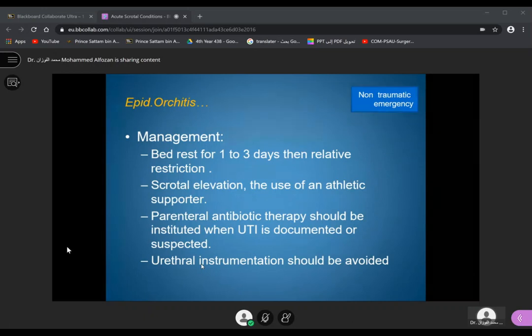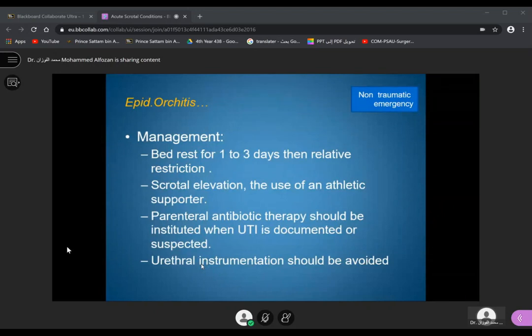So we'll advise them for bed rest, 1 to 3 days, and avoid any scrotal trauma. Scrotal elevation helps. We have a garment that can be worn. It's called scrotal support, or any tight underwear can be used, like the athletic supporter. Also, if the patient is febrile, we will give them parenteral antibiotics, IV antibiotics, until the patient is non-febrile. Then he can be discharged on oral medication.